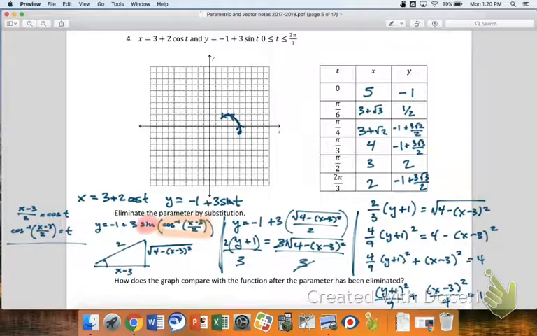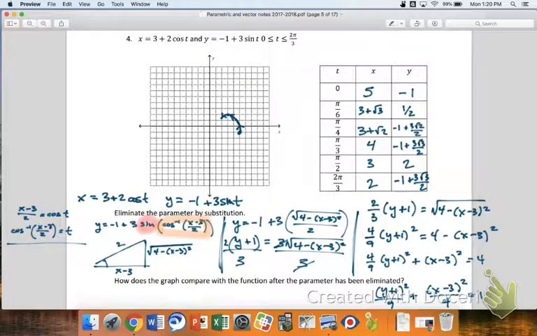Fair enough? So just about any equation you can think of on the Cartesian plane can be represented with parametric, and so it can be a very, very useful thing. Let's see here. Any questions before we move on?